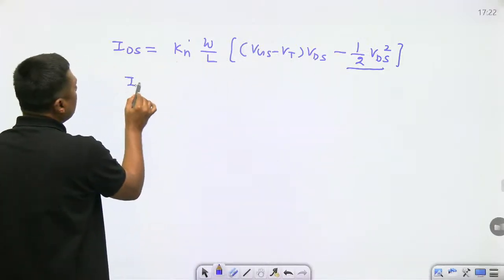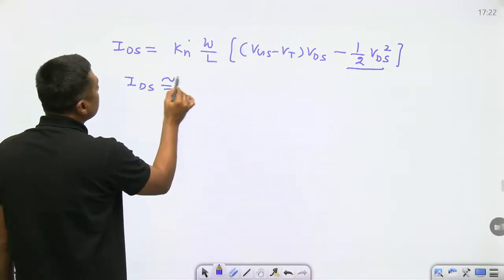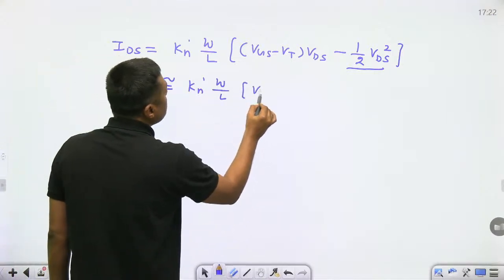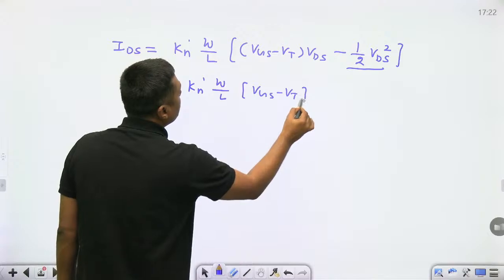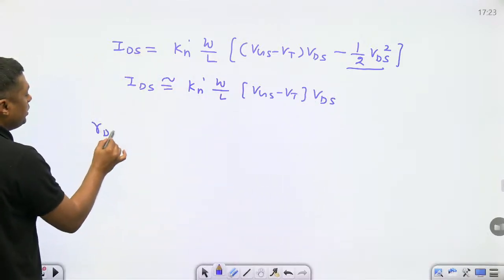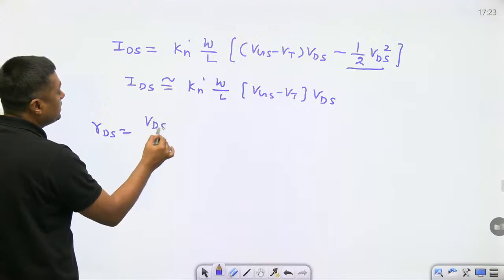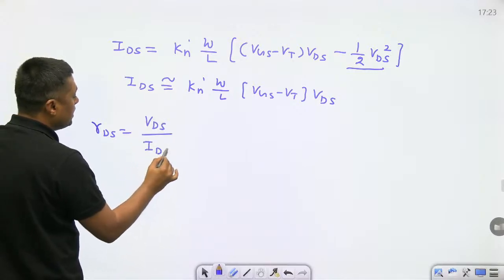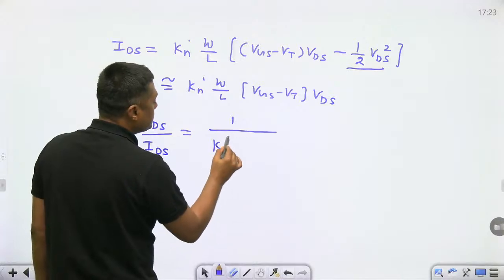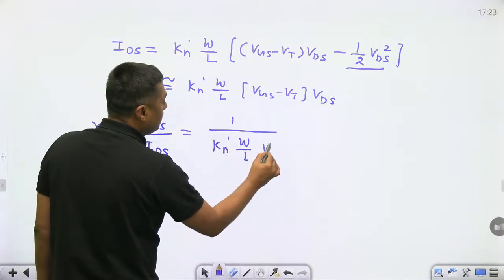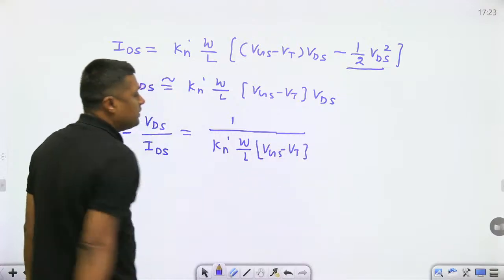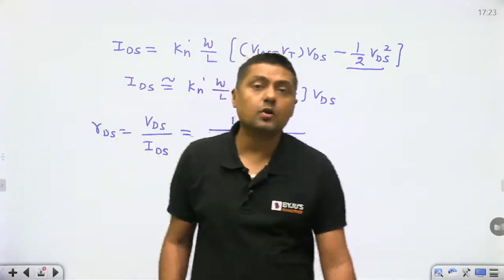Then IDS will become K'n (W/L) (VGS minus VT) into VDS. And then VDS upon IDS is called RDS, the drain to source resistance. We have to find this resistance in the linear ohmic region, which is given by 1 over K'n (W/L) (VGS minus VT). So what is the name of the VGS minus VT? Any idea? Give me the answer in the comments box.